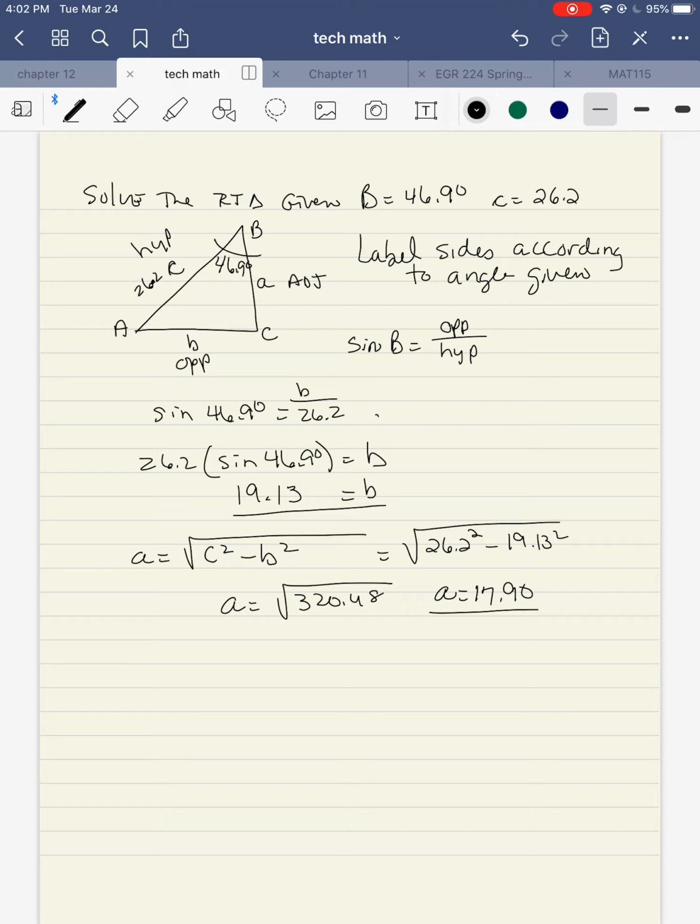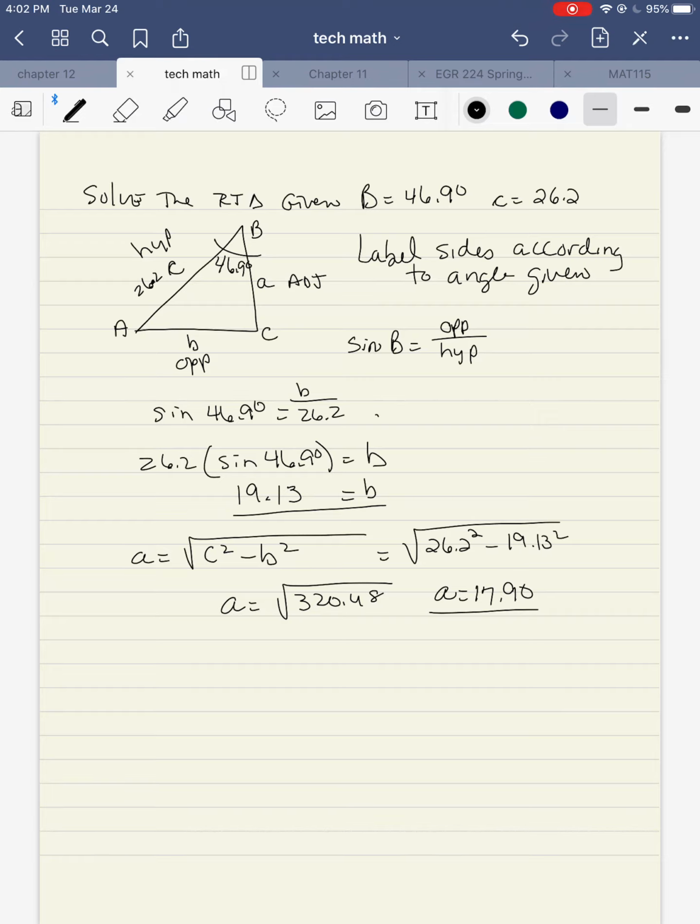So I've labeled my sides, and again I'm going to pick the sine of angle B, because it says opposite over hypotenuse, and I know my hypotenuse, I know angle B. The only thing I don't know is the length of the opposite side. So putting the numbers in that I know, the sine of 46.9 degrees equals side B, which is my opposite side, divided by my hypotenuse, which is 26.2.